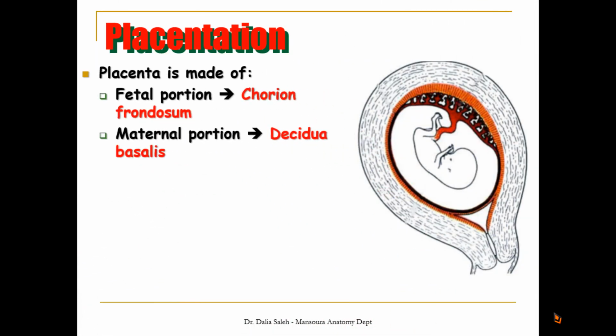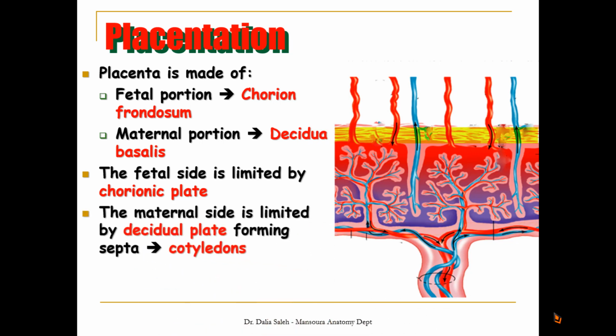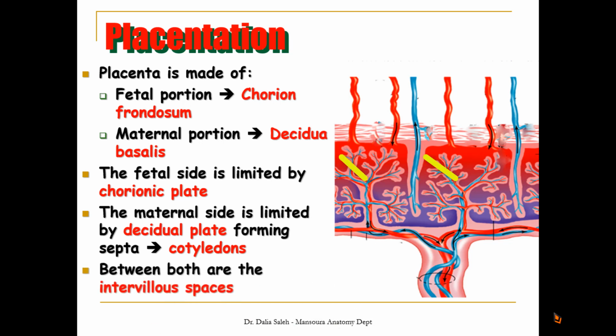Placenta is made of the following: a fetal portion made by the chorion frondosum, and a maternal portion made by the decidua basalis. The fetal side is limited by the chorionic plate. The maternal side is limited by a plate called the decidual plate, which forms septa. These septa will divide the placenta into pieces. We call them cotyledons. The spaces between the septa, we call the intervillous spaces, and these intervillous spaces will communicate with each other below these septa.